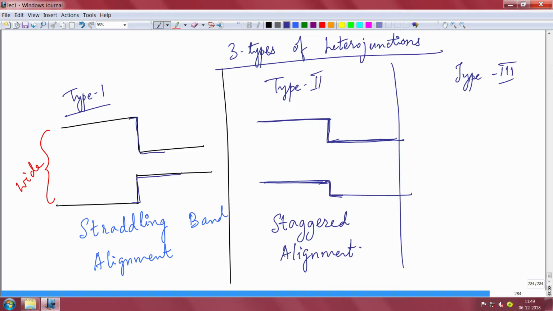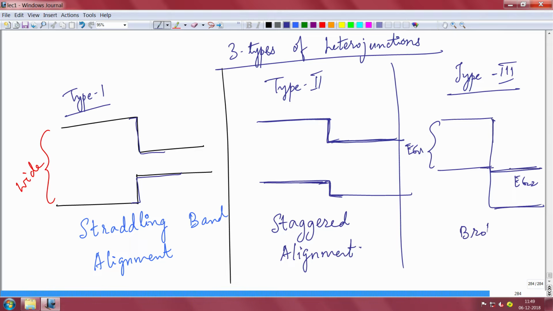And the third one is type 3, and this is broken gap. So you will have something like this, and as I told you, something like this maybe. These two are two band gaps, band gap 1 and band gap 2. They are completely not aligned, so when you join them together you form something like that. This is also called broken gap alignment, or type 3. So these are the three types of heterojunctions that are possible.